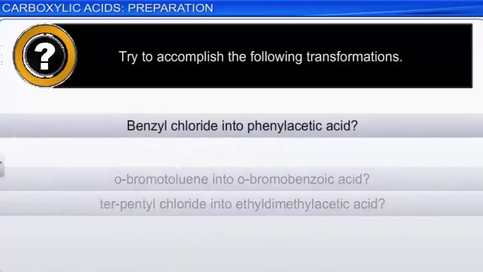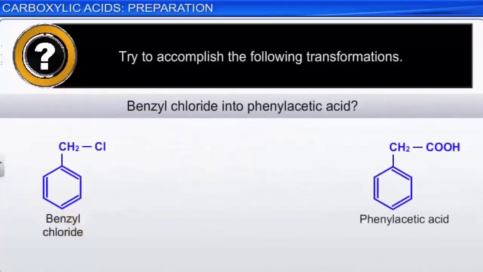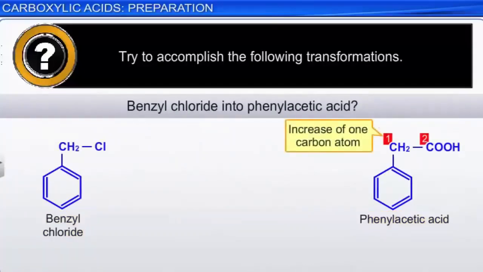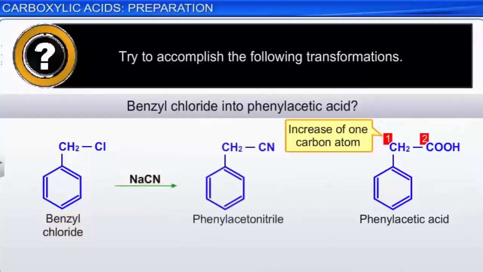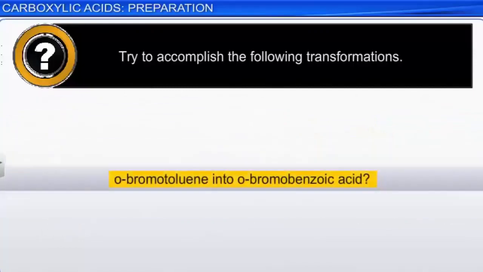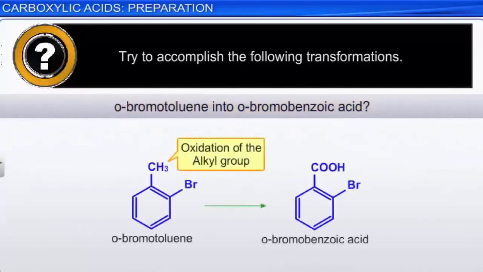The conversion of benzyl chloride into phenyl acetic acid involves an increase of one carbon atom. The conversion can be achieved by first treating benzyl chloride with sodium cyanide to yield phenyl acetonitrile, followed by hydrolysis with aqueous acid. This is a simple reaction of oxidation of the alkyl group. This can be achieved by the oxidation of orthobromotoluene in the presence of alkaline potassium permanganate.